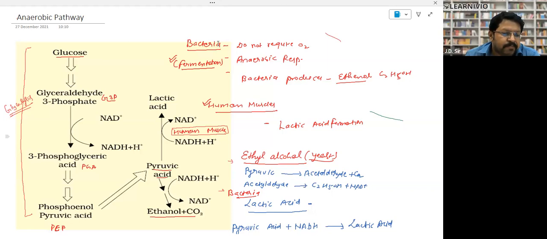Then formation of NADH takes place, meaning energy production takes place. Again, the G3P, glyceraldehyde 3-phosphate, breaks down to PGA, phosphoglyceric acid. PGA is also a product of glycolysis. After PGA, formation of phosphoenol pyruvate, PEP, takes place, or we call it pyruvic acid, or pyruvate. So formation of pyruvic acid takes place.